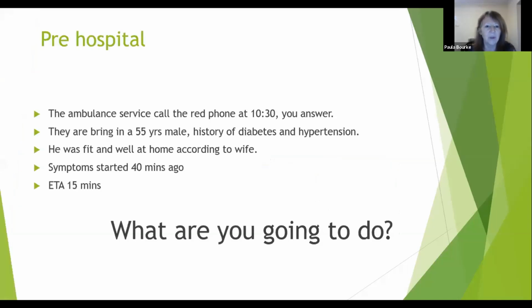Okay, so this is a gentleman. You're in pre-hospital, you're in the ED department, and an ambulance service rings the red phone at 10:30. You are the nurse that answers that phone. They say they are bringing in a 55-year-old male, history of diabetes and hypertension, was fit and well at home according to his wife, and then the symptoms started 40 minutes ago. They're suspecting a stroke. The ETA, expected time of arrival, is in 15 minutes. What are you going to do? What are your first actions?